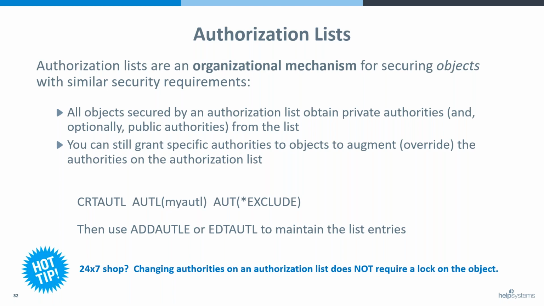on the list. One of the biggest benefits of authorization lists is if you're a 24/7 shop. You've probably figured out, if you've ever played with object level security, that it requires you to get a lock on an object to make a change, which when you're 24/7 isn't going to make you very popular. However, if you pay the piper one time and get an authorization list attached to that object, you can subsequently make changes to that authorization list without requiring a lock on the actual object itself. And that's a huge benefit and a big win for people that need to keep those applications running.